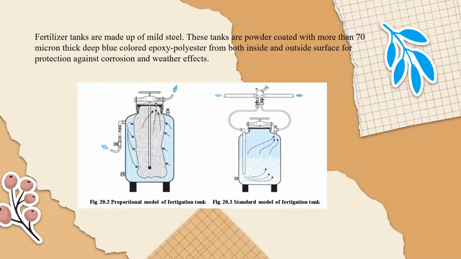Fertilizer tanks are made of mild steel. These tanks are powder coated with more than 7 micron thick deep blue-colored epoxy polyester on both the inside and outside surface for protection against corrosion and weather effects.